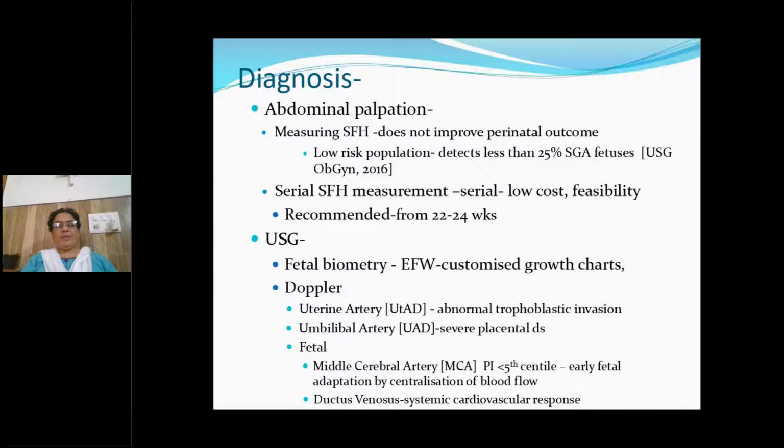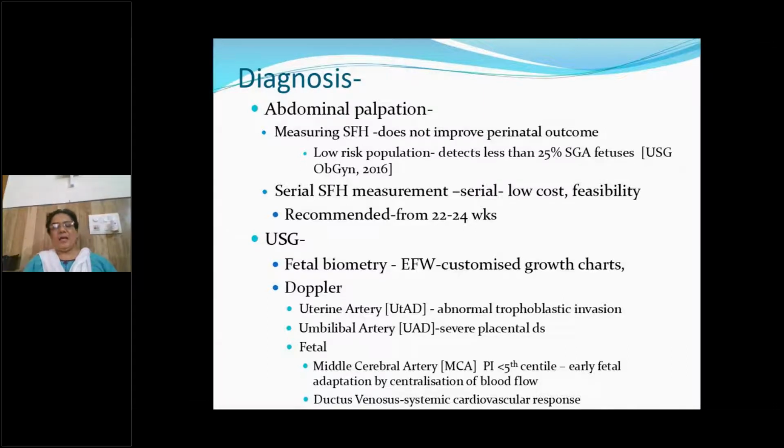So we measure three Dopplers. One is the maternal Doppler, which measures the uterine artery. Placental Doppler measures the umbilical artery, and the fetal response is measured by the fetal Dopplers. First line is the middle cerebral artery. If that is abnormal, we move on to the ductus venosus.